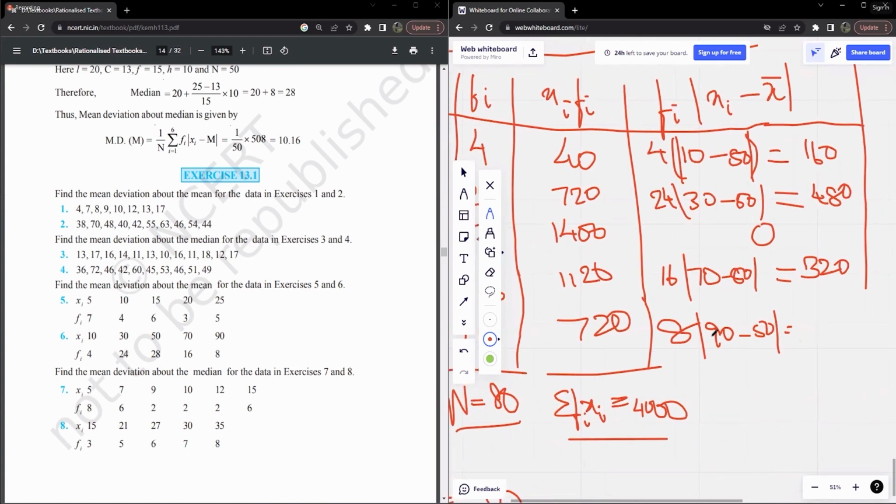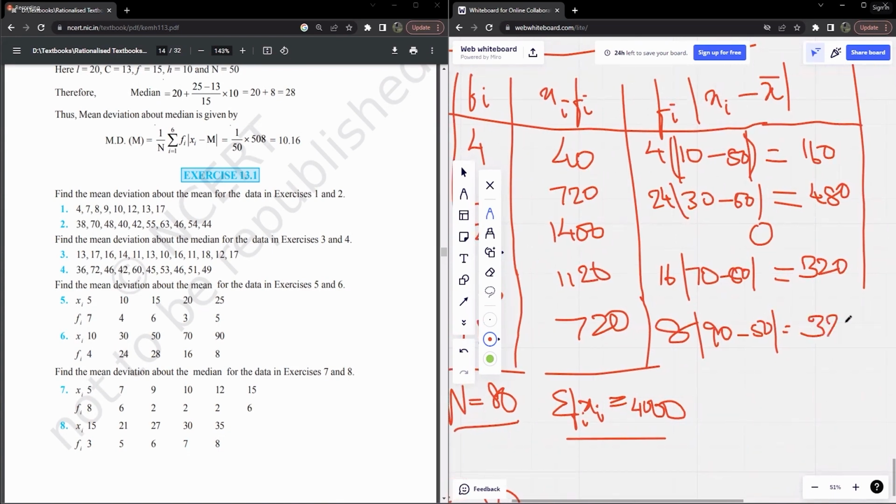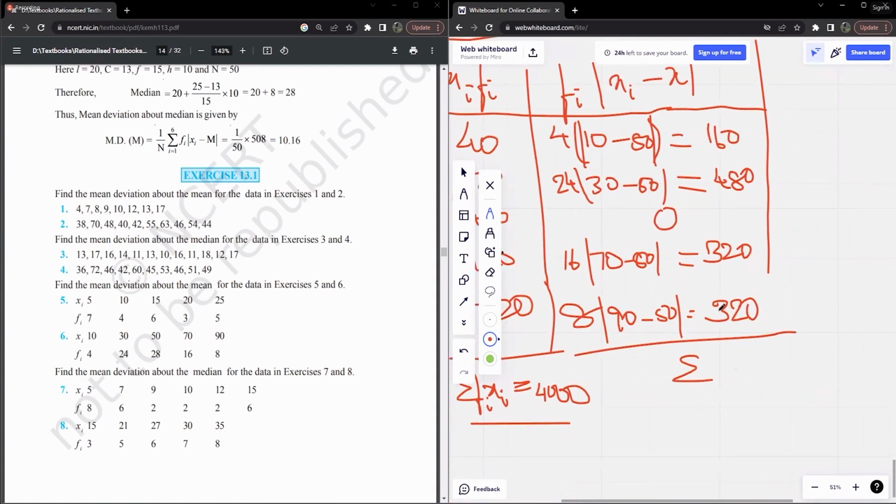That is going to be 8 times 40, which is another 320. So the summation of this is going to be 320, 320 is 640. 640 and 160 is 800. 800 and 480 is 1280.